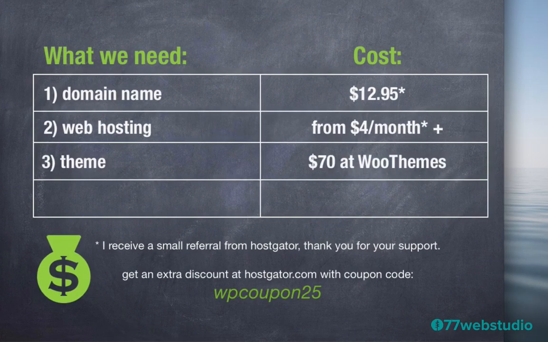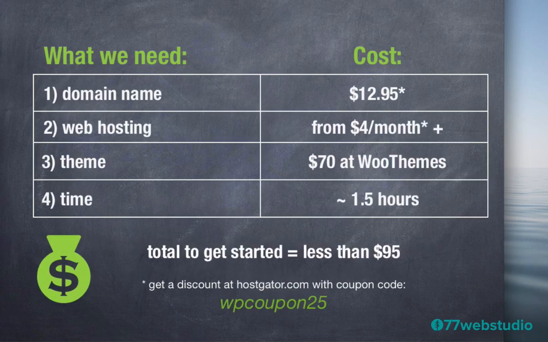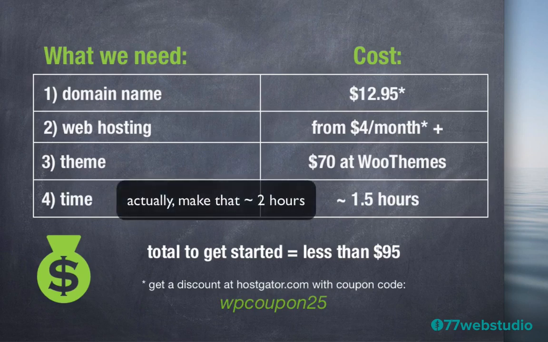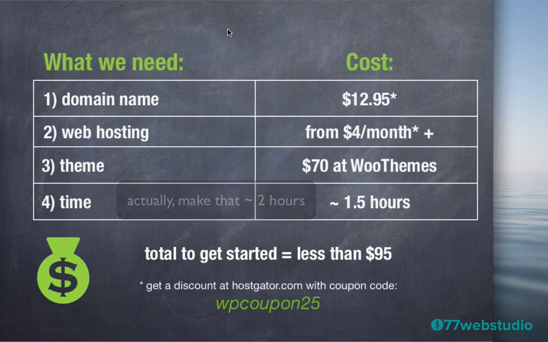Once you have the domain name and the web hosting, the next thing we'll need is a theme. As mentioned, we'll be building out the Superstore WordPress e-commerce premium theme by WooThemes, and you can get that theme at WooThemes for $70. Once we have these three things, the last thing we need is some time to put the website together, and I'm estimating it should take roughly an hour and a half. So the total to get this website up and running is less than $95. Again, this is the Superstore theme by WooThemes, a WordPress e-commerce premium theme.